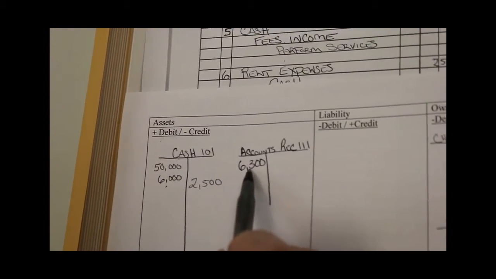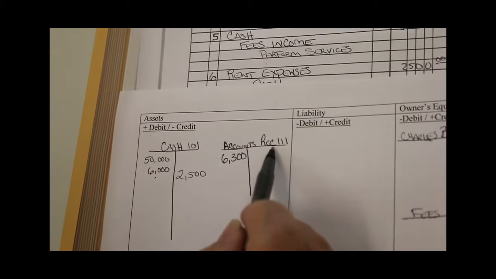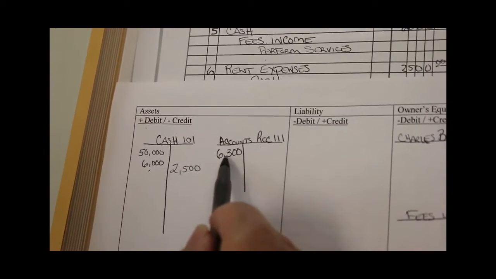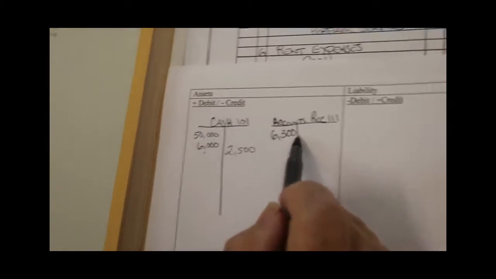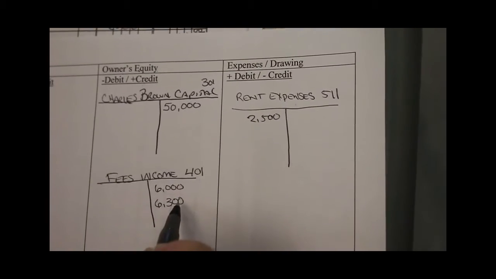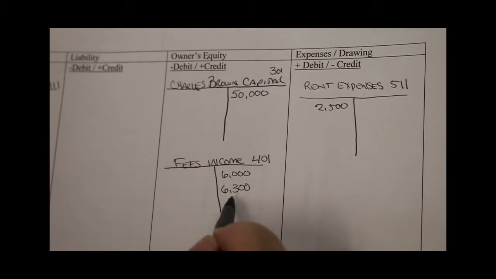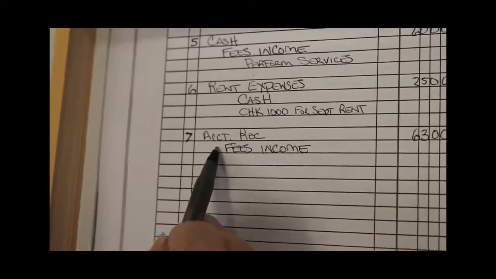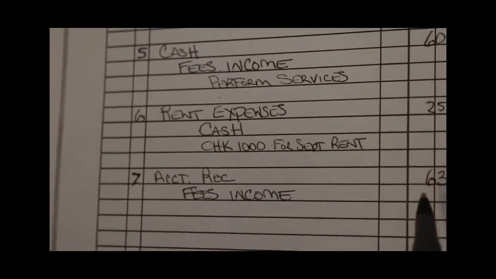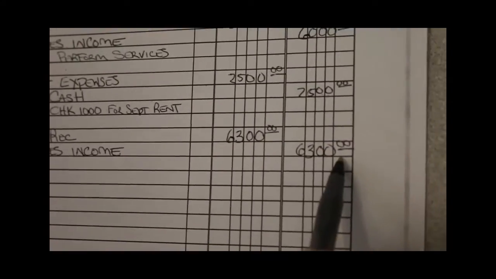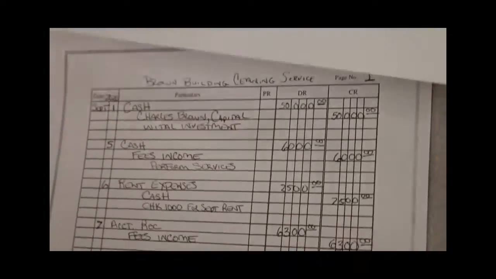We debited accounts receivable, right, by $6,300. We credited the fees income $6,300, and then we wrote it on here. September 7th, accounts receivable debited $6,300. Fees income is credited. That's the last one I believe we ended up doing.